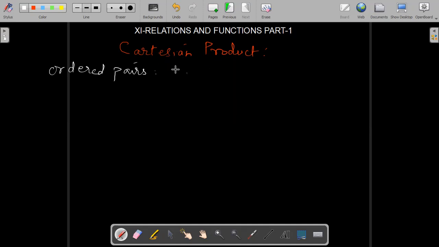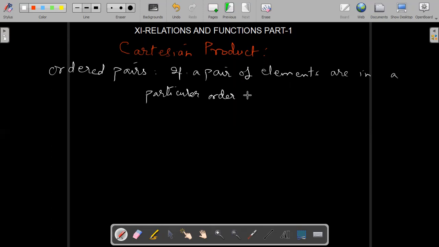If a pair of elements are in a particular order, means order cannot be changed, in a particular order, then such a pair is called an ordered pair.